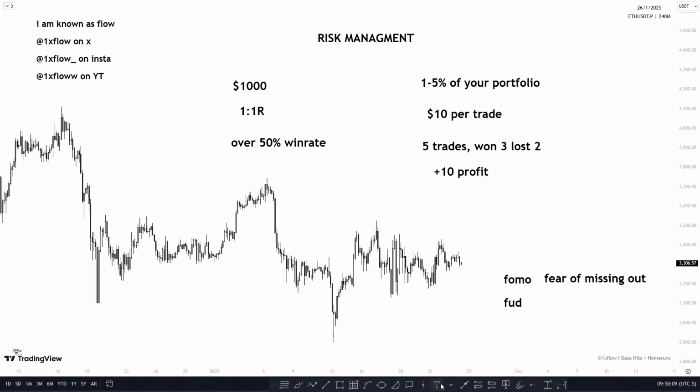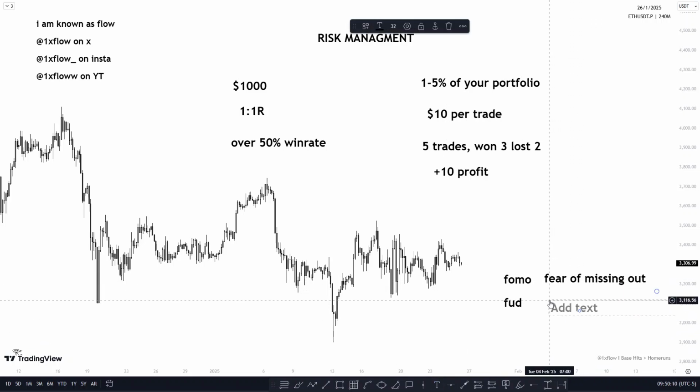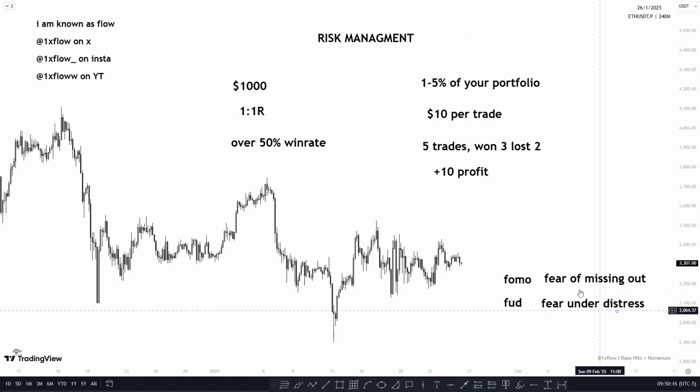And then FUD is going to be fear under distress. Now, at the core of what these mean are your emotions of fear and greed. FOMO is going to be that fear of missing out, which is in turn greed. You are trying to get in with the other people who are posting their P&Ls. And then FUD is going to be fear under distress. Maybe you're afraid to lose, right? All of these things can point to a FUD type of behavior.